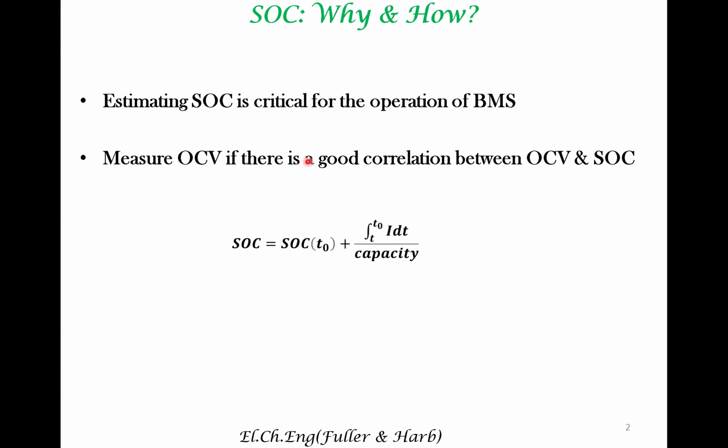One approach is that, supposing you know the SOC at a particular time, let's say time equal to T0, if the current that comes out of the battery, that is the discharging current, is known, and you keep track of the time of discharge, then the integral of I dt will give you the capacity of charge that has come out of the battery. Divided by the overall capacity, that should give you the SOC at different time points.